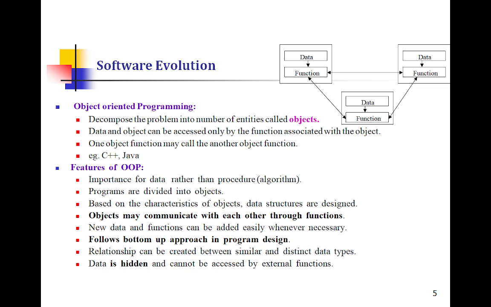Now let us discuss that data is hidden and cannot be accessed by external functions. Some data within a particular class may not be accessed. It may be global data or local data. Based on the access privileges, or access specifier functionality, your data may be hidden or it may not be hidden.